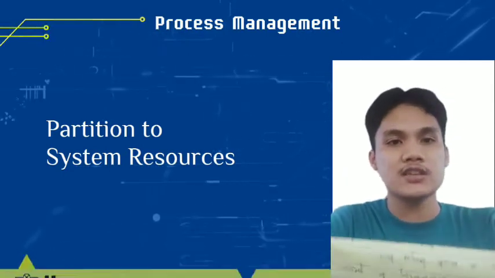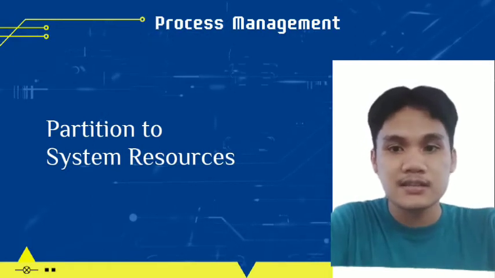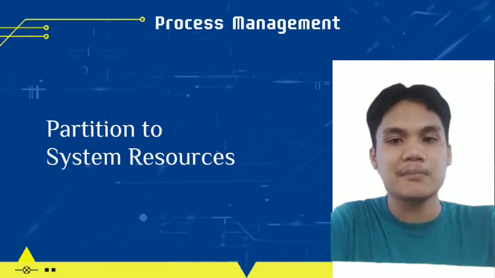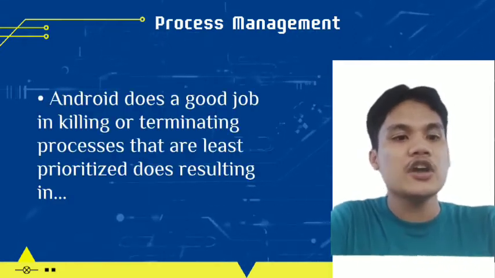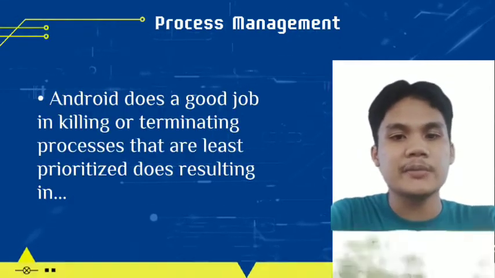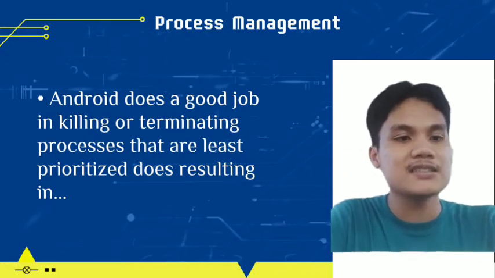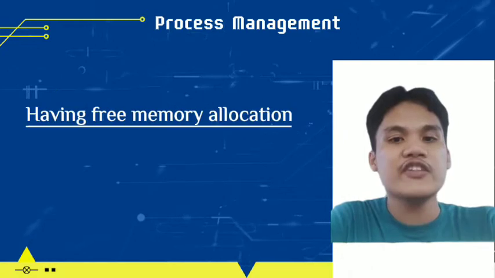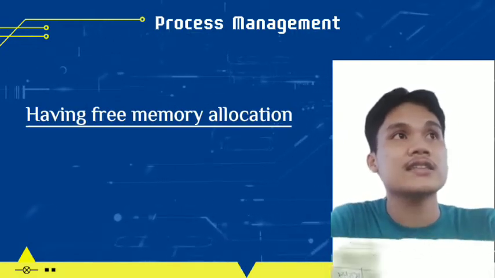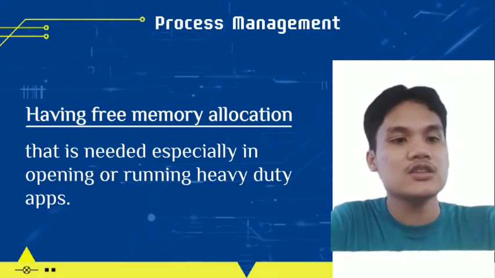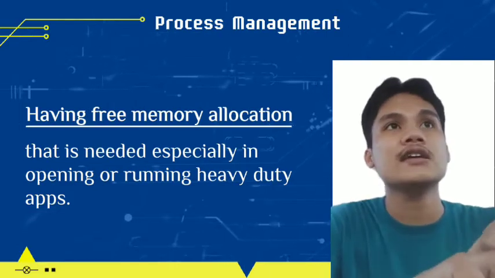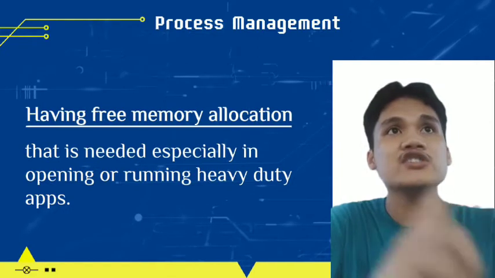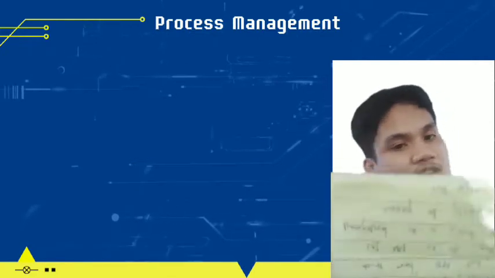The second thing I'm going to impart on Android's process management is its partition of system resources. Android automatically manages processes, which means that system resource allocation is implemented widely. Android does a good job in killing or terminating processes that are least prioritized, thus freeing the memory allocation that is needed especially in opening or running heavy-duty apps like COD, for example.